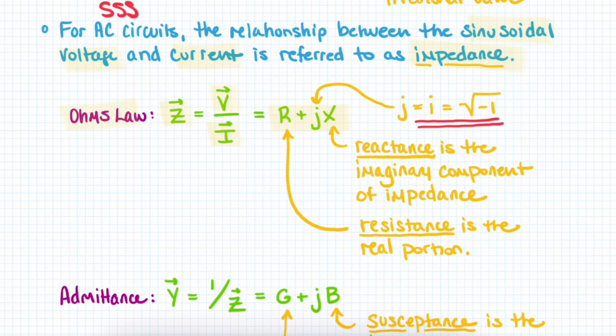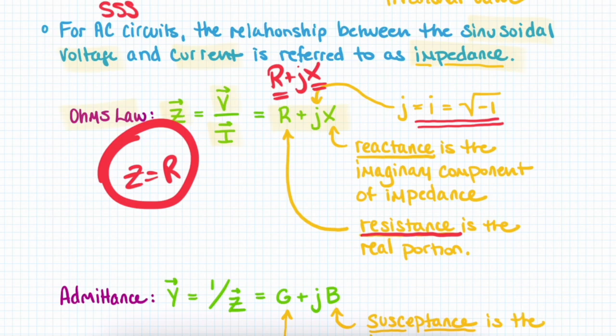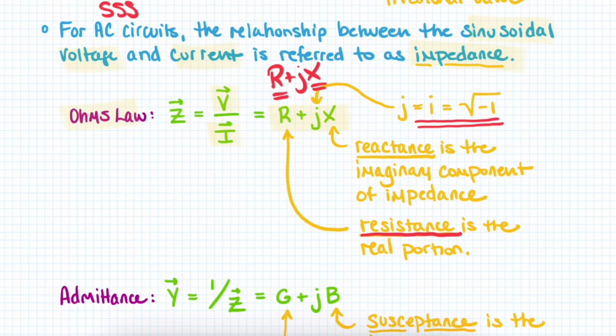But anyway, i equals the square root of negative 1. We generally don't use i because i represents current. We use j. So when we say R plus jX, we have a real component and we have an imaginary component. The real component is referred to as resistance. And for DC circuits, the numbers are all real. They're not complex. And so impedance is essentially equal to resistance for our DC circuit. Now, for an AC circuit, that's not the case, and we end up with R plus jX. The imaginary component of the impedance is called reactance.